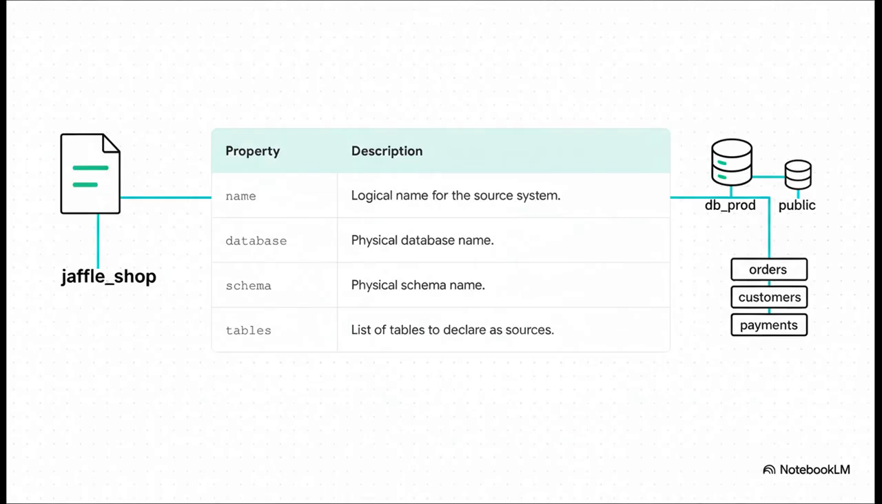And the best part? Setting this up is ridiculously simple. It's all done in a YAML file. You just give your source a logical name, like JAFFLeshop, and then you map it to its physical location, the actual database and schema. Then you list out the tables. That's it. It's so simple, but so incredibly powerful.